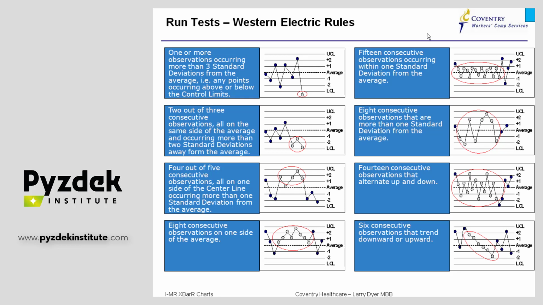With that same logic, what about the 14 consecutive observations alternating up and down? What that involves is a special cause called mixture. If you have that problem, your two samples are correlated with one another, and they're telling you that there's a pattern in your data.